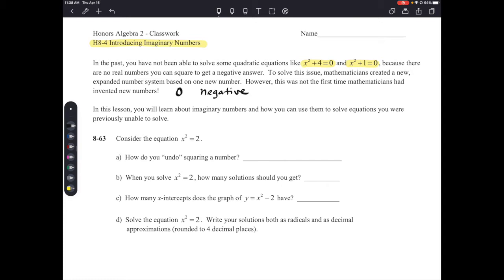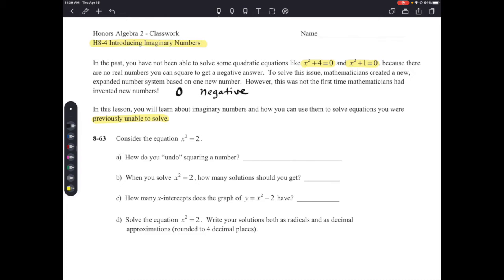in mathematics. Okay, today we're going to talk about imaginary numbers and how you can use them to solve equations that you were previously unable to solve. We always said that there were no solutions or no real number solutions, but now you're going to learn how to solve those kinds of equations.